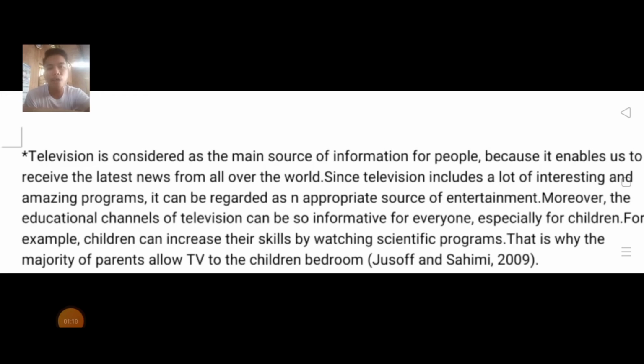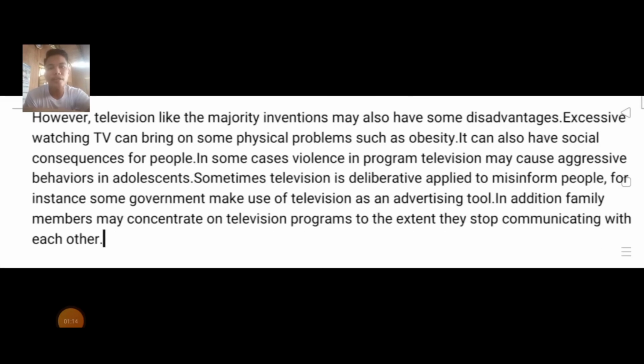Yusuf and Sahimi, 2009. However, television, like the majority of inventions, may also have some disadvantages. Excessive TV watching can bring some physical problems such as obesity. It can also have social consequences for people. In some cases, violence in television programs may cause aggressive behaviors in adolescents. Sometimes, television is wrongly applied to misinform people. For instance, some governments make use of television as an advertising tool.